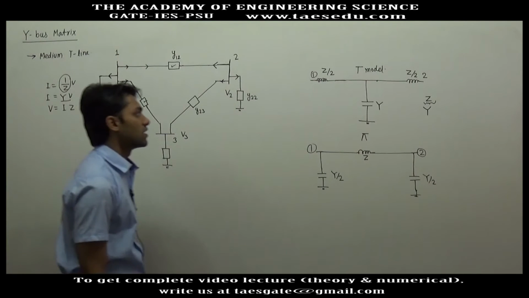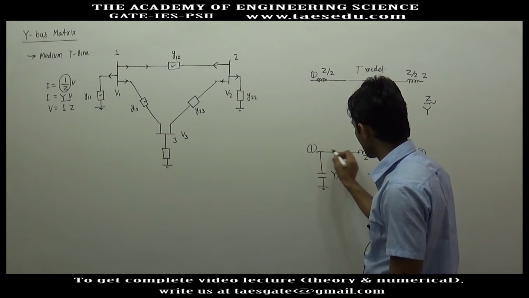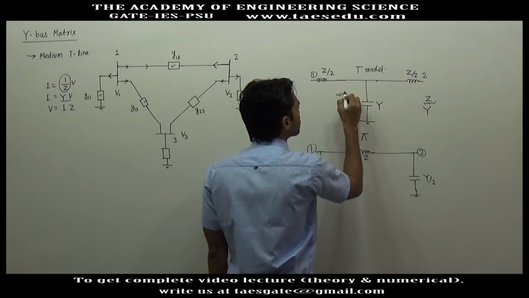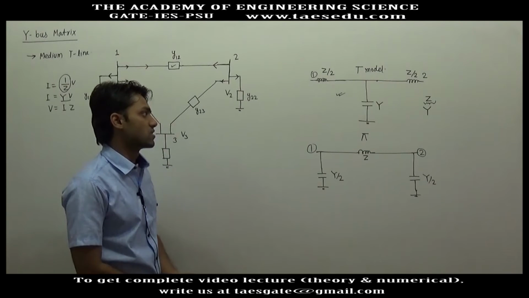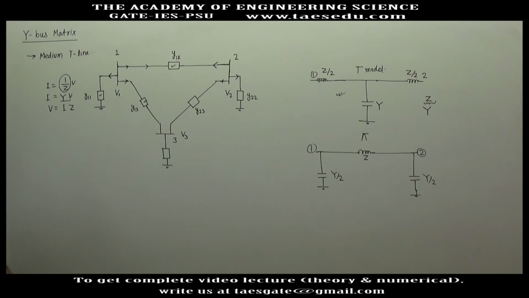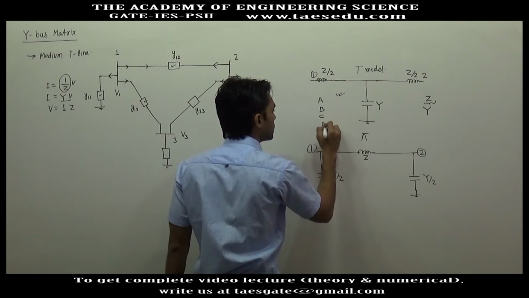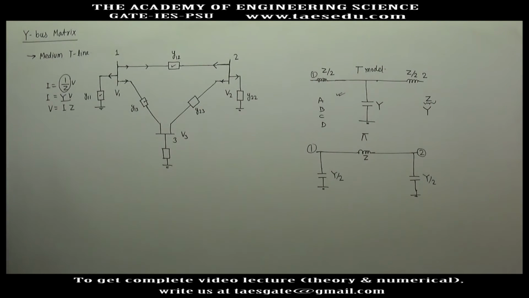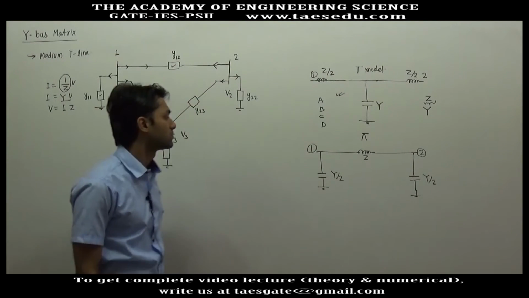If you are given either of these two models, you have complete information about the medium transmission line. If the medium transmission line is given in T model, you can convert it into pi model and vice versa. In both cases we have derived the ABCD parameters of the medium transmission line, and also for the long transmission line. Even if the ABCD parameters are given, you can find the pi model of the transmission line.